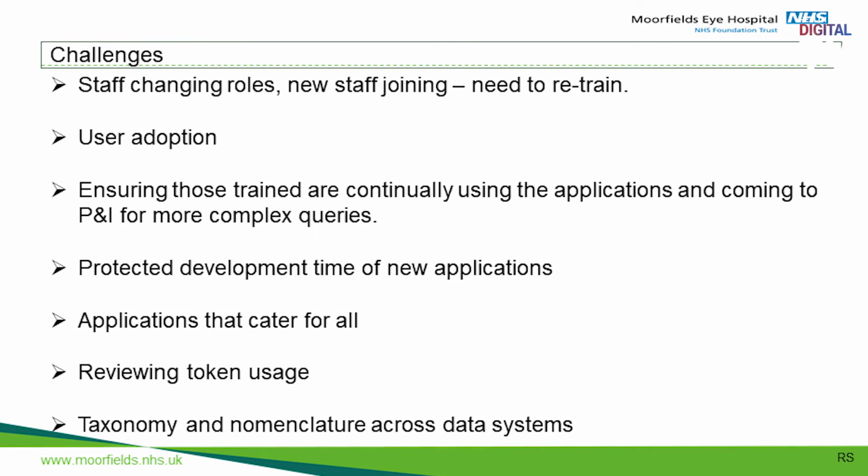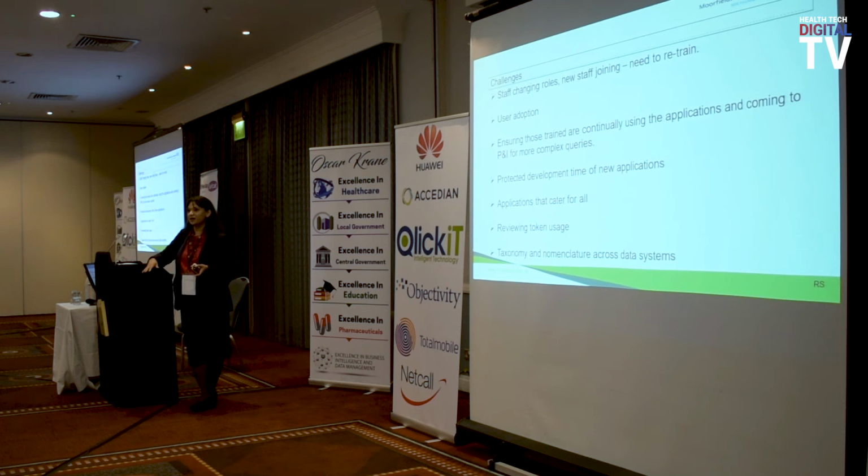Staff roles change, staff move on, you need to retrain, user adoption. I'm trying to get my team to, if they know that a particular member of staff has been trained and has navigated the application significantly, then they shouldn't be coming to us for simple requests. They should only be coming to us for complex requests. So that's a bit of a challenge, and we keep having to back staff or handhold them to develop their own views of the data as well.